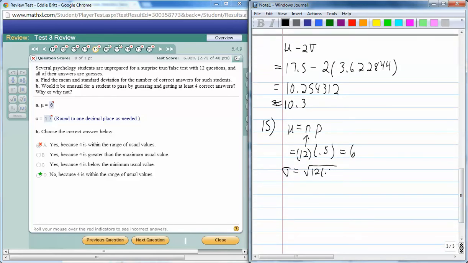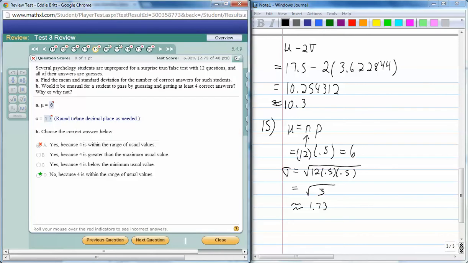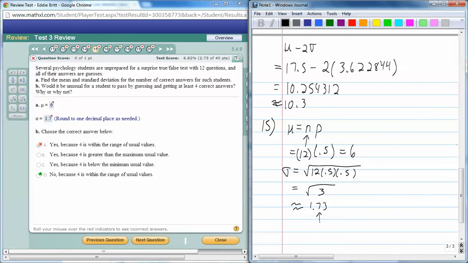So that's 12 times 0.5 times 0.5. Alright, so that's going to be the square root of 6 times 0.5, which gives me 3. Square root of 3. I think square root of 3 is about 1.73 something, just from working with it so much. But let's see. 1.73205, whatever. We want to round to one decimal place. So that would be 1.7.